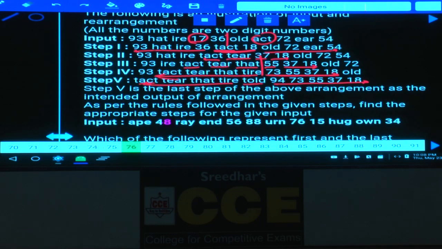Then question numbers 76 to 80. All these 5 questions are based on the same logic and the same pattern. Hence work out this one. Because it is based on a single input, you are able to work this out. And 76 to 80, then 81 to 85.